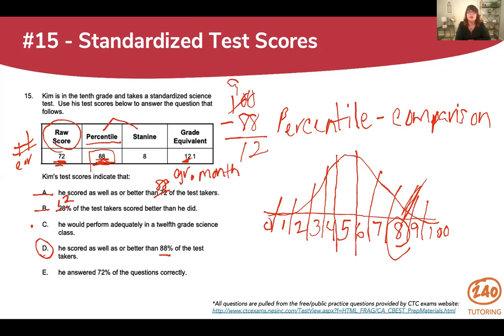We know that this is a number, not a percent. He actually got 72 questions right. We don't know the percentage grades. They didn't tell us that. So it has to be E.